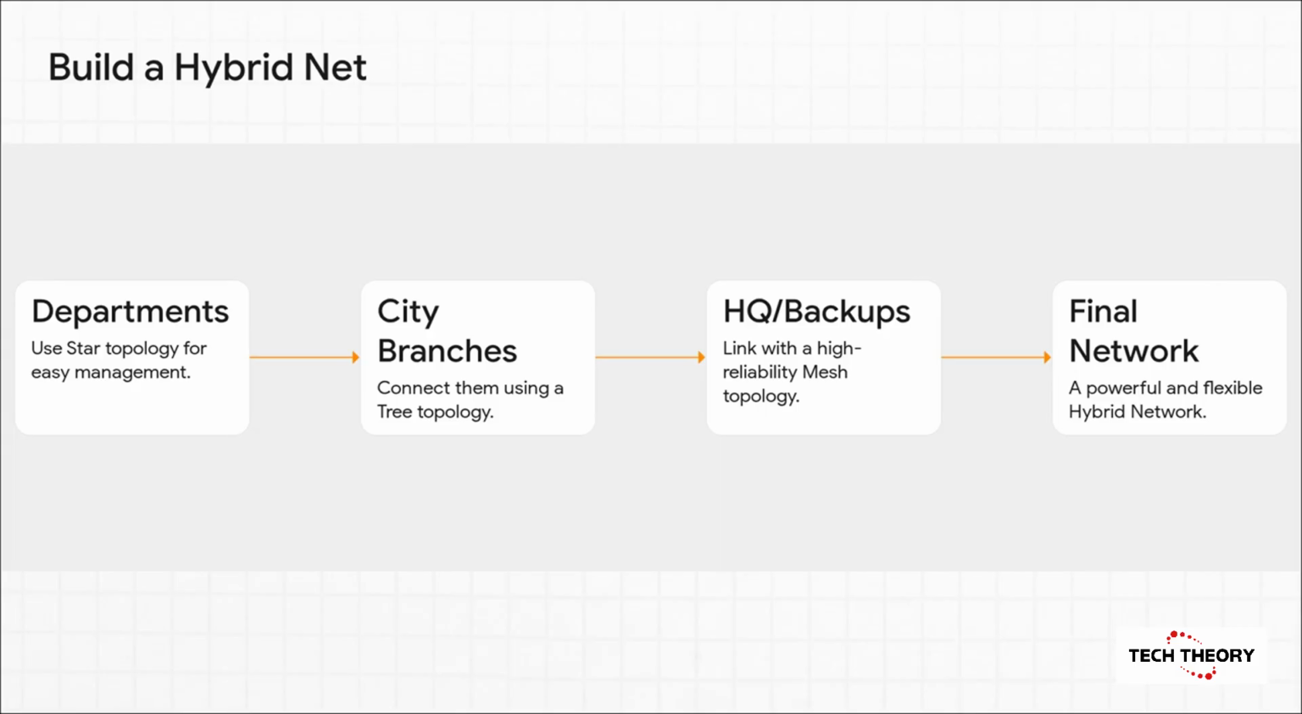Let's imagine a huge company. They'll probably use a star topology inside each department because it's easy to manage day to day. Then they might connect all the different office branches across a city using a tree structure. But for the absolutely critical link between their main headquarters and their backup data center, you better believe they're going to use a super reliable mesh topology for that. The end result is a powerful, flexible, hybrid network perfectly tailored to their needs.